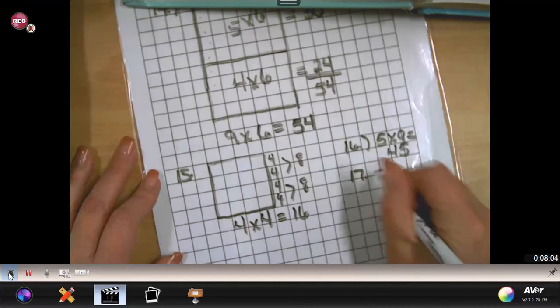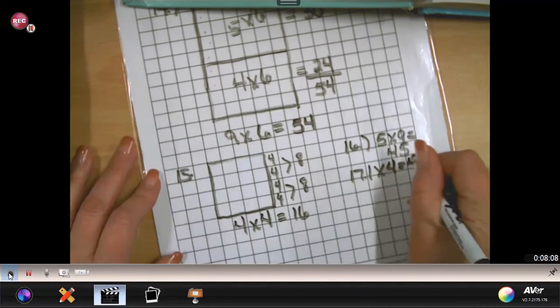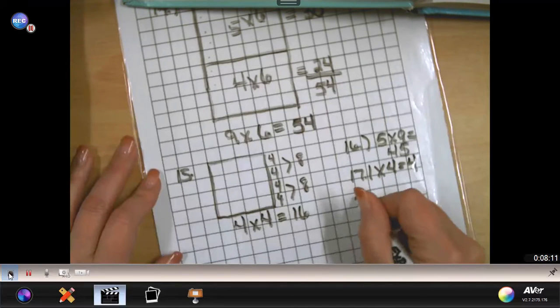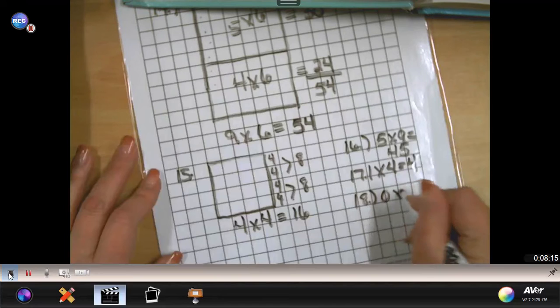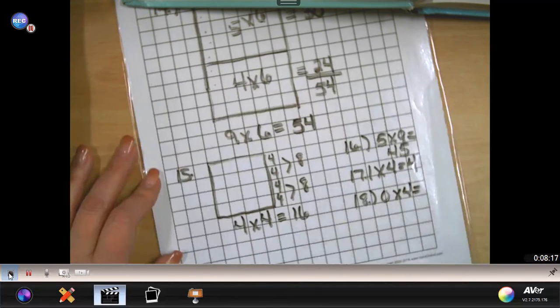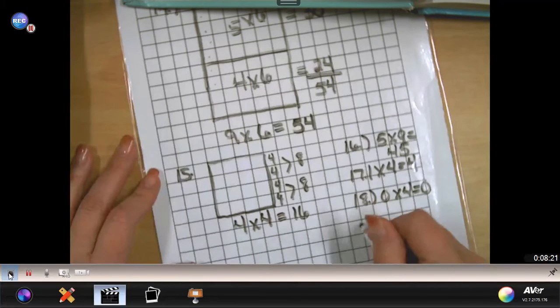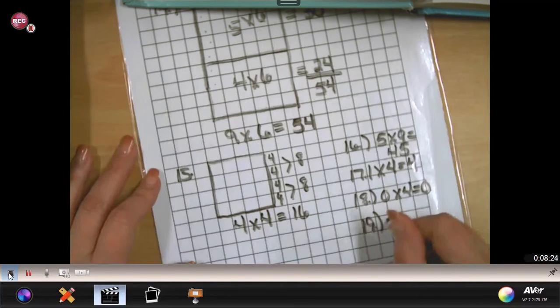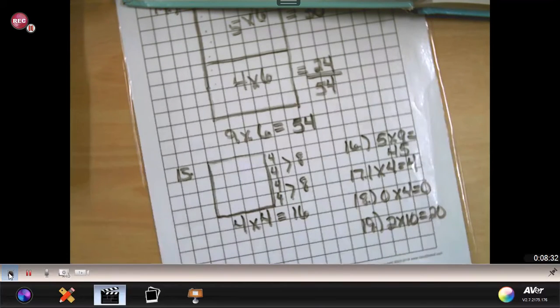Number 17 is 1 group of 4. 1 row of 4 is 4. We don't have any rows of 4 for number 18. So that tells us if we don't have any rows of 4, then we have 0. And 19 is going to be 2 groups of 10, or 2 rows of 10, and 10 and 10, when we add that 2 rows of 10 together, we're going to get 20.